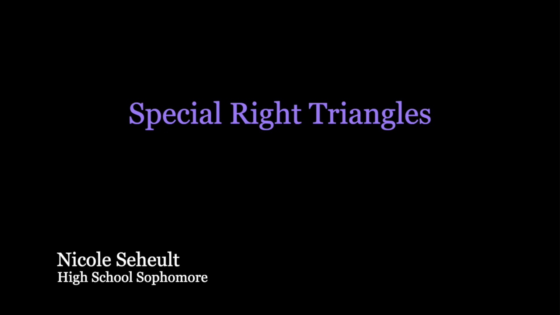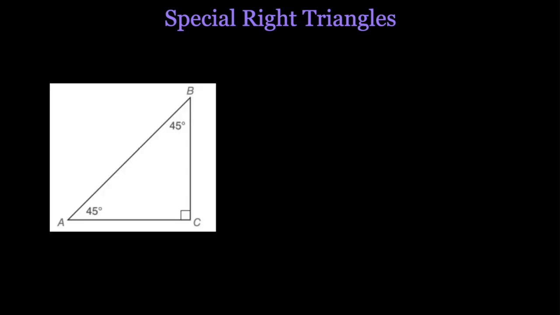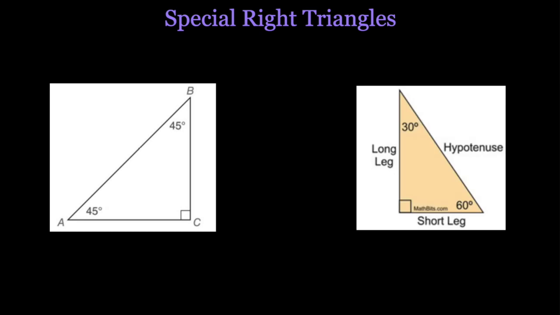In today's video, we're going to be looking at special right triangles. Let's jump right into it. So in geometry, there is something called a special right triangle, and there are two versions of this. There is one triangle which is 90 degrees, 45, and 45 degrees, and the other is 90, 30, and 60.